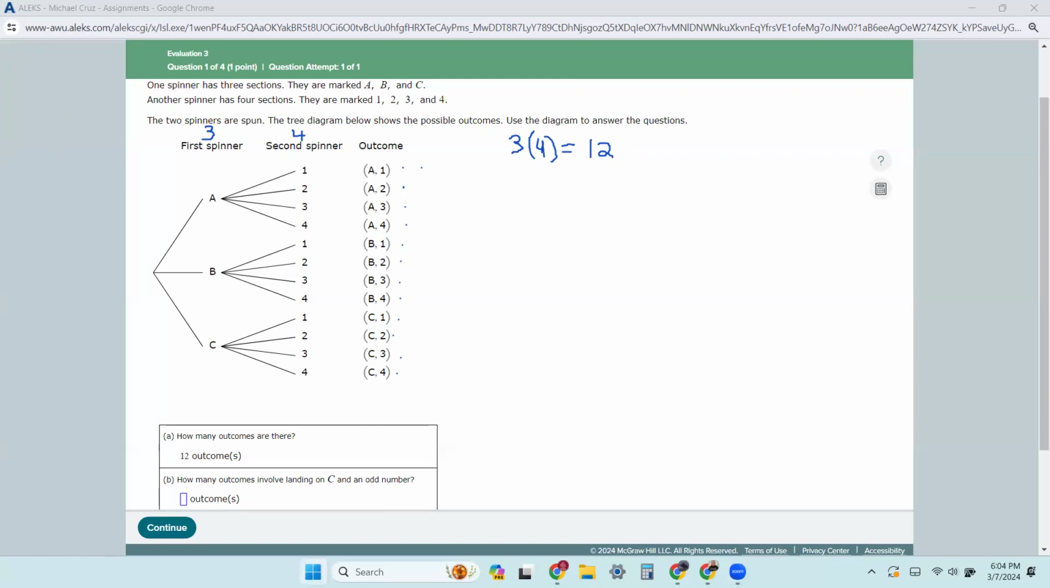All right. Next question. How many outcomes involve landing on a C and an odd number? So here's A's, here's B's, and here's C's. And then right here, the odd number. So how many is that? 2. Good, 2.